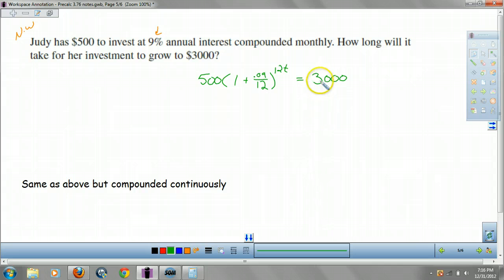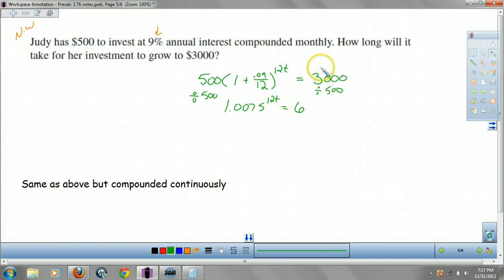Now we're solving for t, so our first step is going to be divide by 500. I'm actually going to calculate what this decimal is because it'll make our life easier. So we get 1.0075 to the 12t equals, that's 6, right? Now, how do I get rid of this 12t at the top? I don't know how to do it. I need to get rid of it though.